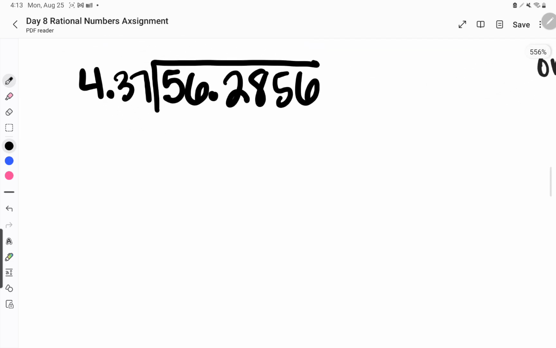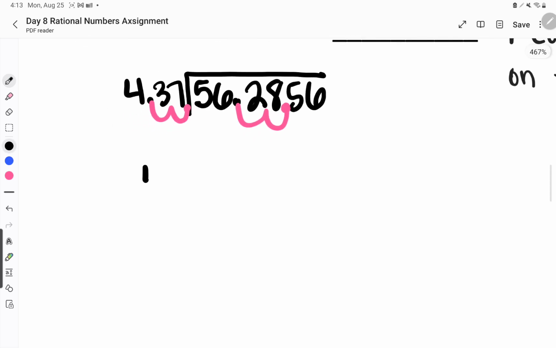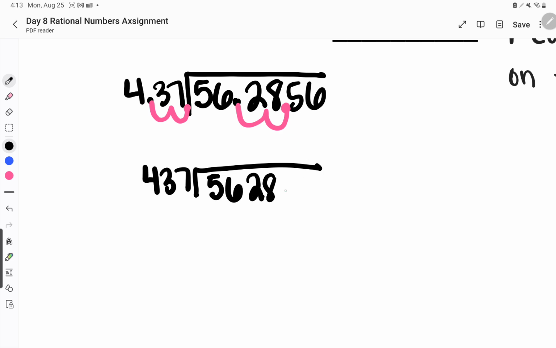Now, I can't have decimals on the outside, so taking a look at 4.37, how many times do I need to move that decimal? Twice. So I'm going to move this decimal 1, 2. When I do that, that means I rewrite this as 437, and then I have 56.28, and then the decimal goes after it because I just moved it, 56.